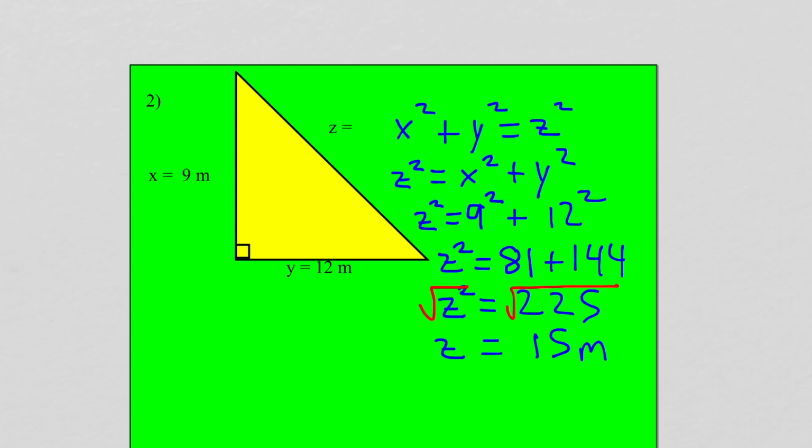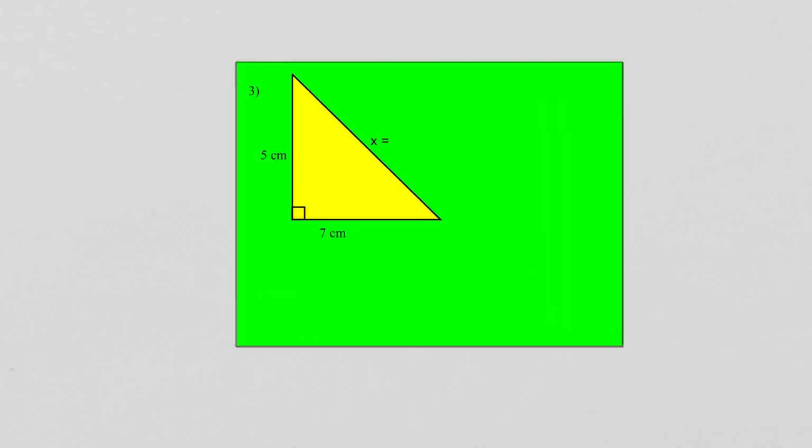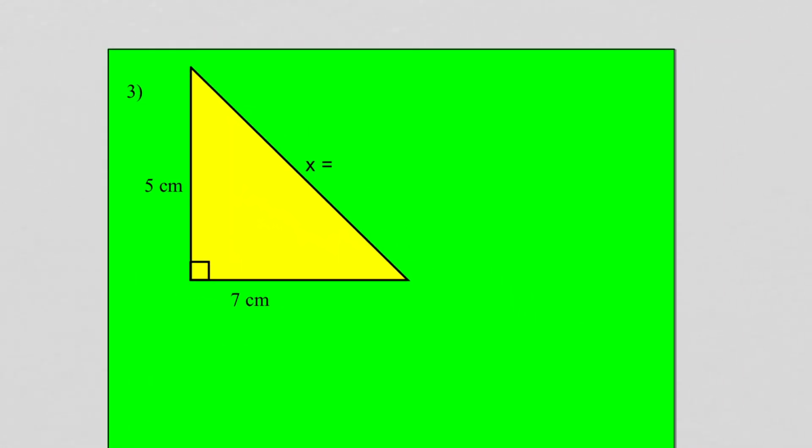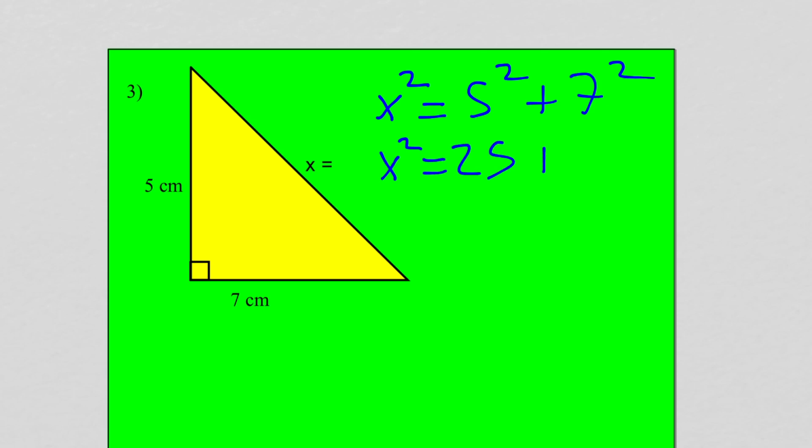Let's do one more where we find the hypotenuse of the right triangle. So we have this one here. This time we have no variables assigned, but we know that this is a leg, and this is the hypotenuse. So we could say, okay, x squared, the hypotenuse, is equal to the sum of the squares of the sides. So 5 squared plus 7 squared. And we keep simplifying. x squared equals 25 plus 49. And we'll keep simplifying.